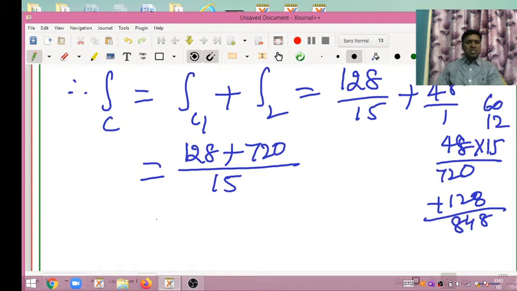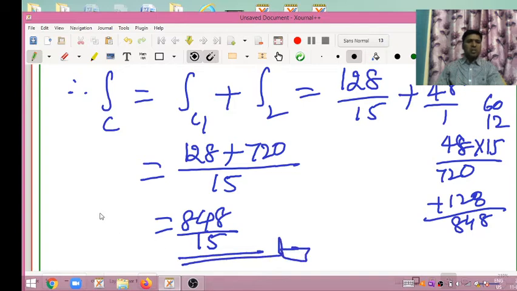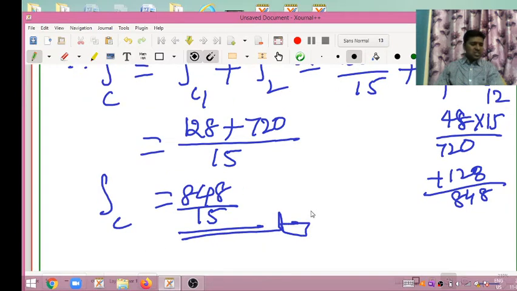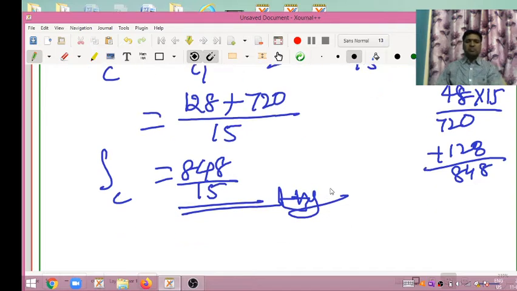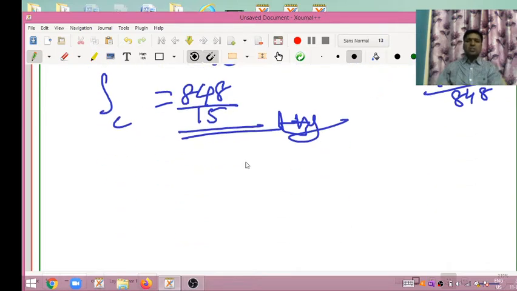So this is equal to 848 by 15, the total value my dear friends along C. This is the final answer my dear friends. I hope you all understood this question. I will move on to the next question, my dear friends.